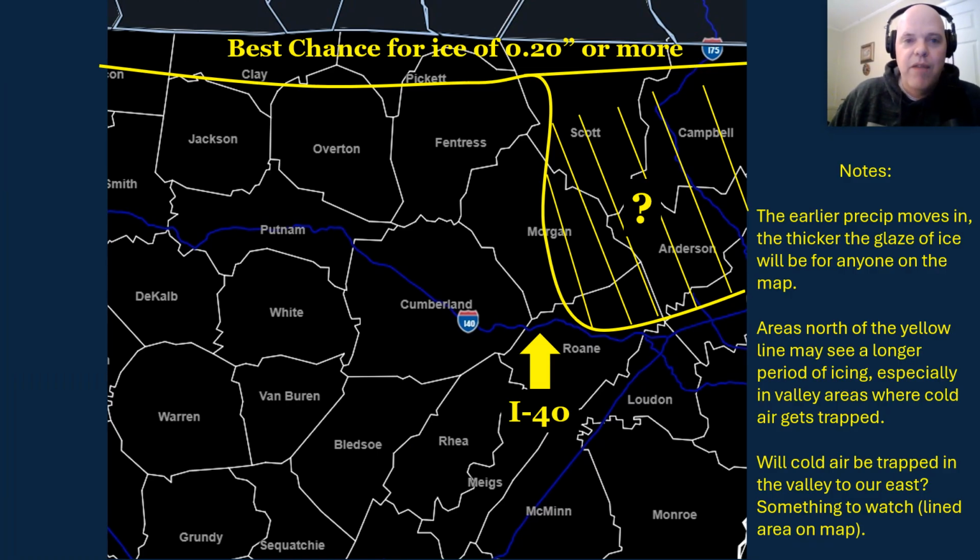Now, I've made this graphic to show you the greatest impacts from freezing rain, where I guess you could say we're most concerned. You see that bright yellow line stretching across northern Overton County, northern Fentress County, including most of Pickett County and Clay County, and then dropping southward to our east. Anything north of that line is what I'm most worried about, getting closer to that 0.2 inches, 2/10 of an inch of ice. It's when you get to a quarter of an inch of ice, which is 0.25, that you'd start seeing impacts to power. So you guys are getting close now.